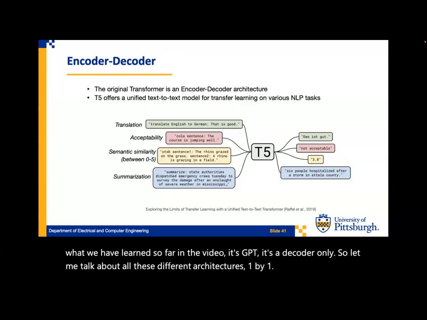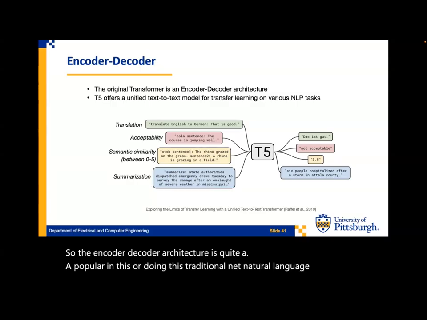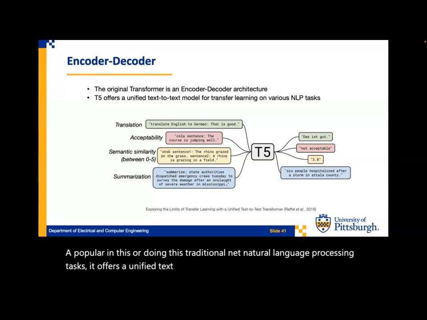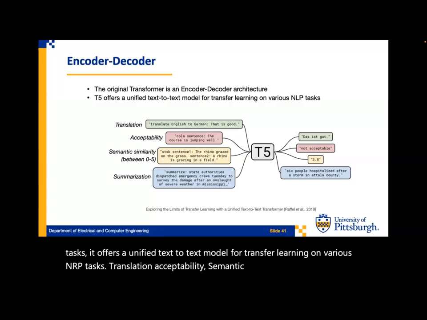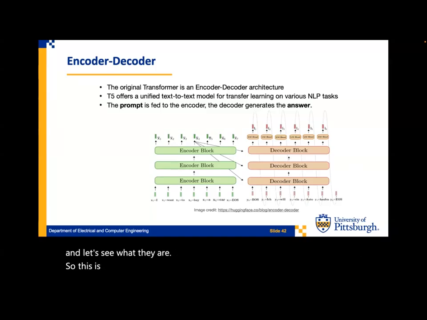The encoder-decoder architecture is quite popular in traditional natural language processing tasks. It offers a unified text-to-text model for transfer learning on various NLP tasks: translation, acceptability, semantic similarity, summarization, and let's see what they are. So this is actually the T5.